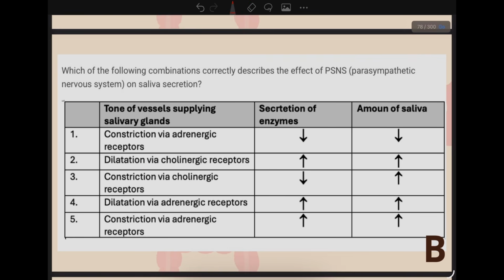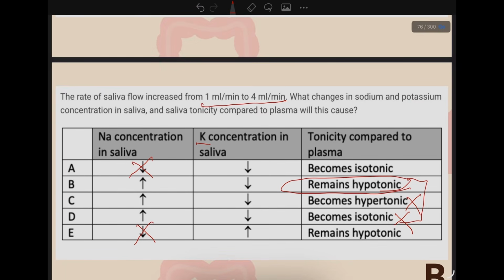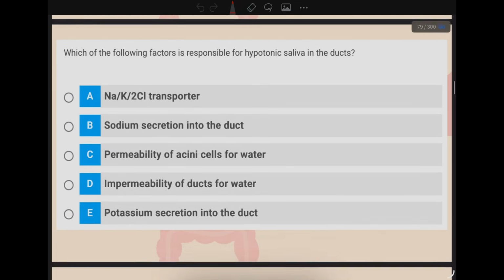It's basically as we said, parasympathetic is using cholinergic receptors to start with, so anything adrenergic is gone. And its vasodilation, we said, via dilation. Just by this you can interpret it and indicate the case of enzymes, amount of saliva, and so on. Now something that I want to note in the last question, the increase in flow rate. I will go back to it after we finish the last question.